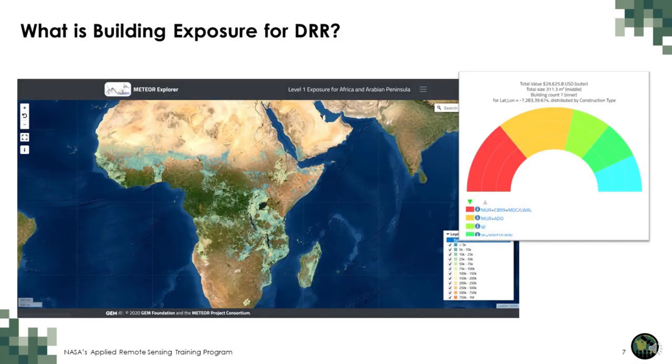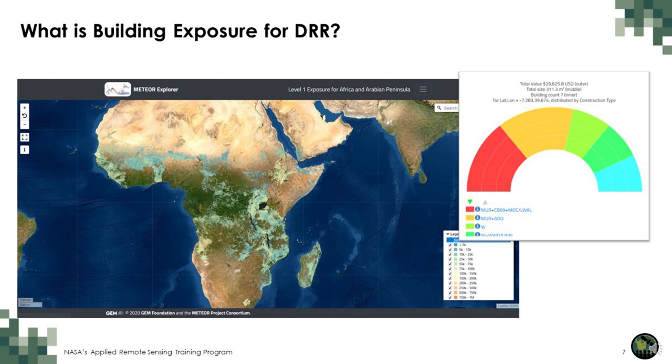So here's an example posted by the GEM Foundation, that's Global Earthquake Model Foundation in Italy, that produces open earthquake models for the entire world. They've served the data that we've come up with in the Meteor project, which is data for about 47 countries. And here you can see most of Africa and a gridded data set there that's at the 15 arc second resolution.